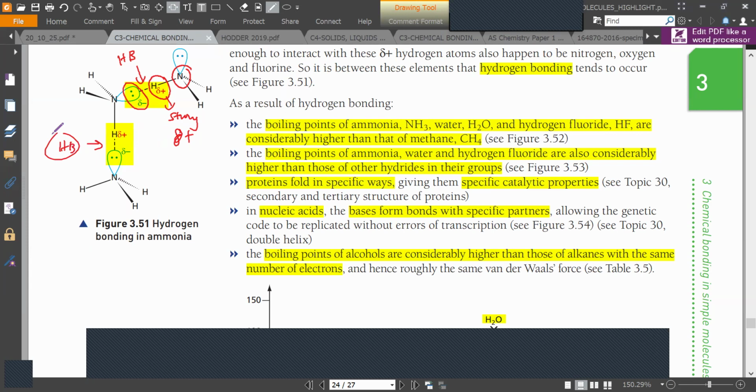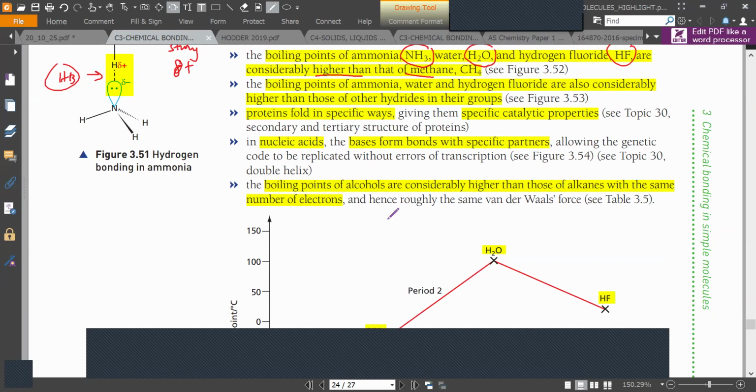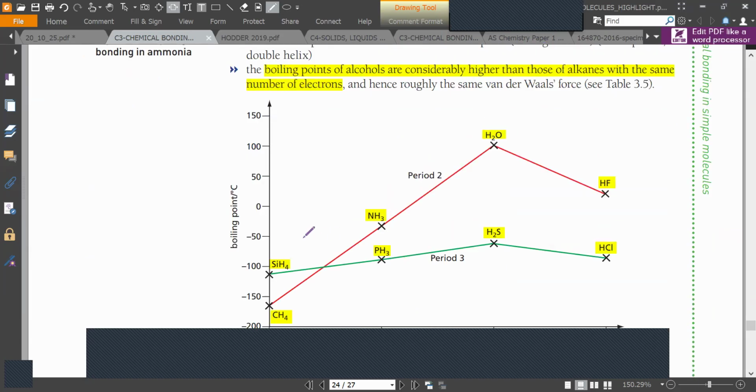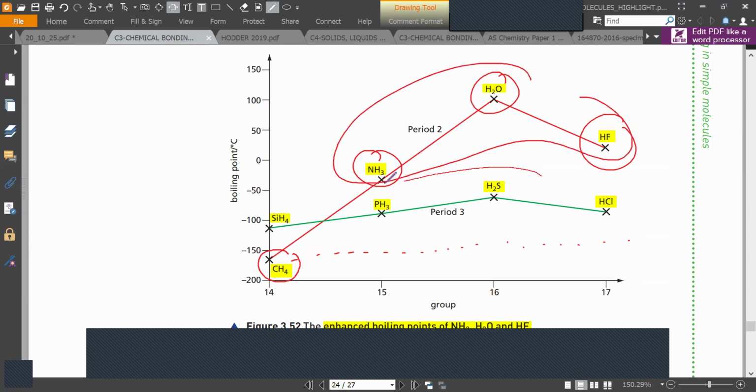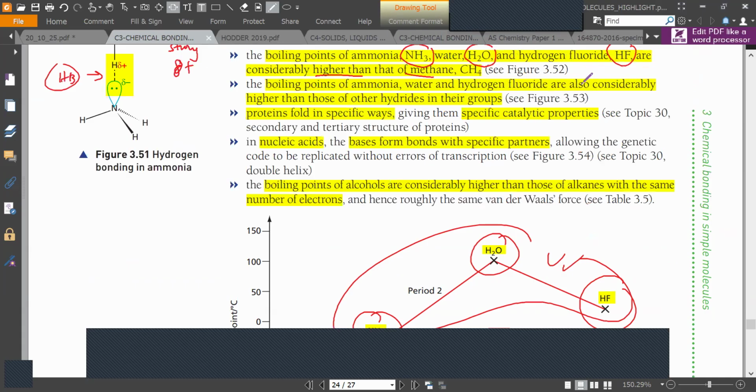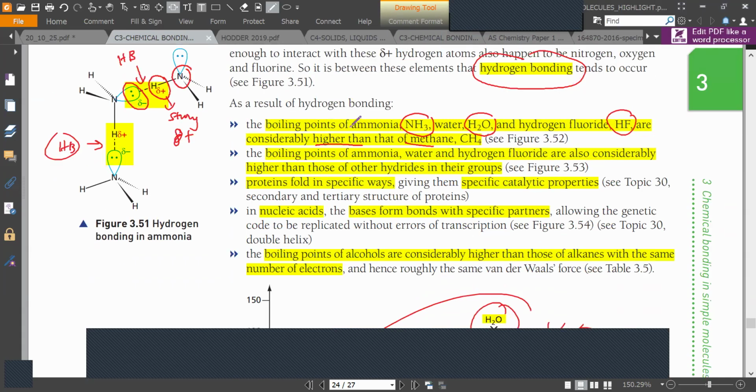This hydrogen bonding has some effects. It makes the boiling points of ammonia, water, and HF higher than normal. So we see here, methane is here. For NH3, maybe the trend should be like this, but they are much higher because of the hydrogen bonding. They are also higher than other hydrides. So it's an unusually high boiling point.